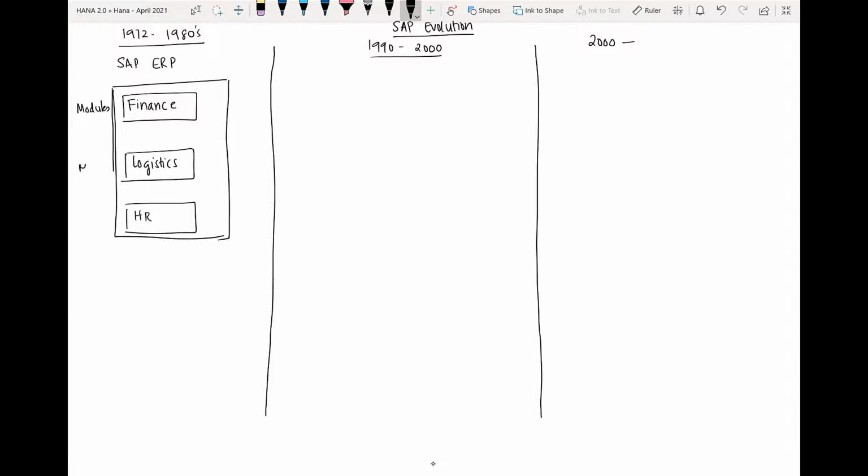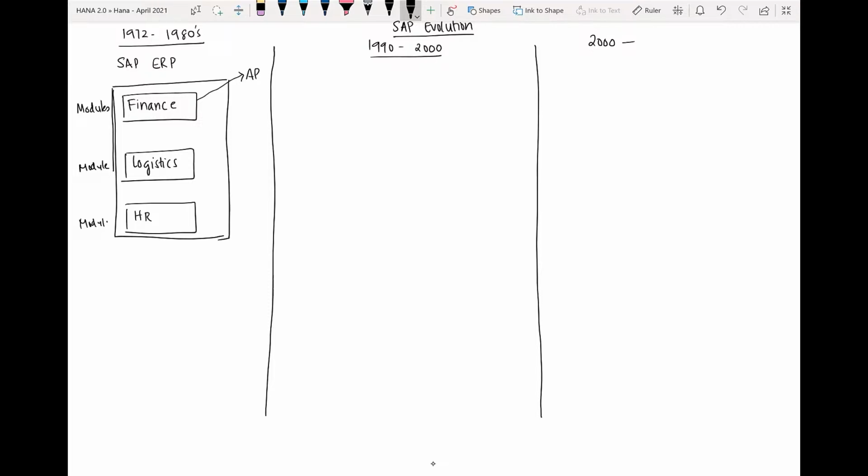It's a finance module, it's a logistics module, and it's a human resource module. Each module had sub applications within them. So there was an application that was supporting accounts payable, because accounts payable within a finance department, if you're not familiar with the financial terms, accounts payable is nothing but anything to do with expenses.